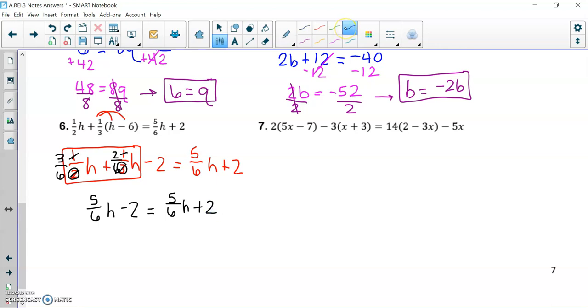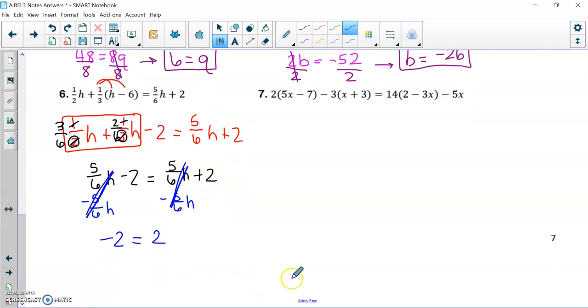So now I'm going to get the variable on one side. I'm going to subtract a 5/6h over to the right side. A 5/6h minus a 5/6h cancels out, and I'm left with a negative 2 on the left. And then a 5/6h minus a 5/6h cancels out, and I'm left with a positive 2 on the right. Since my variable disappeared completely, and I came out with a false statement, this answer is no solution.